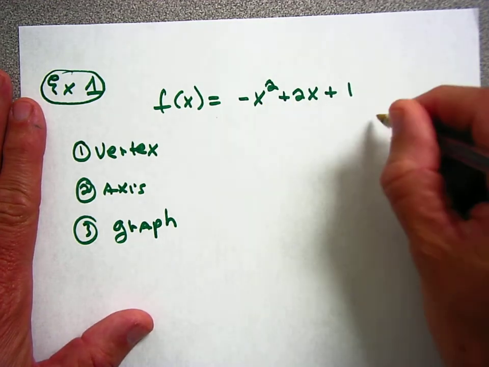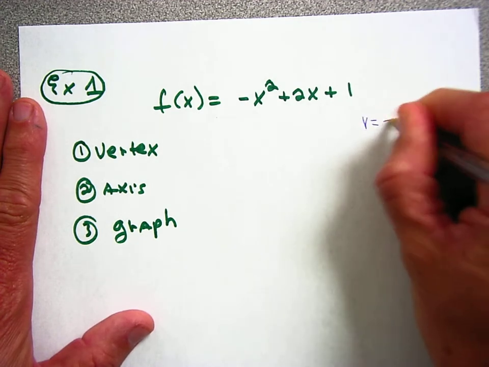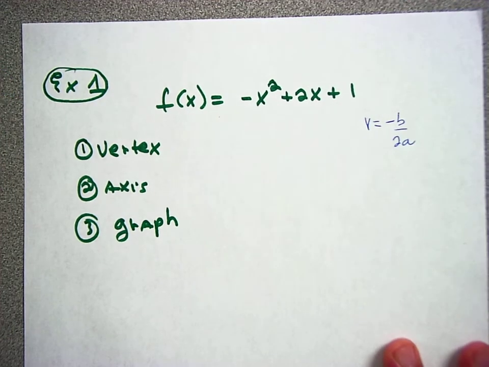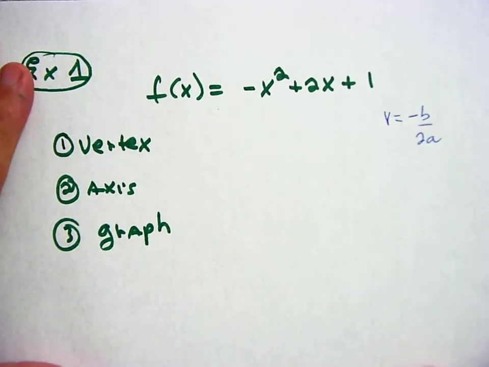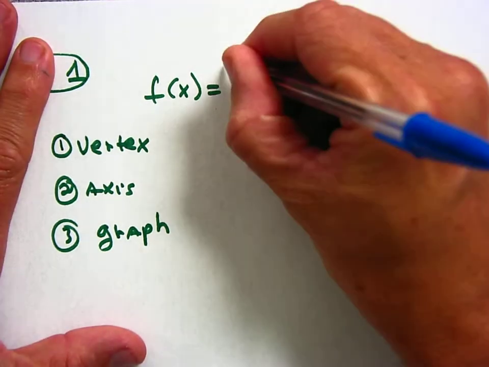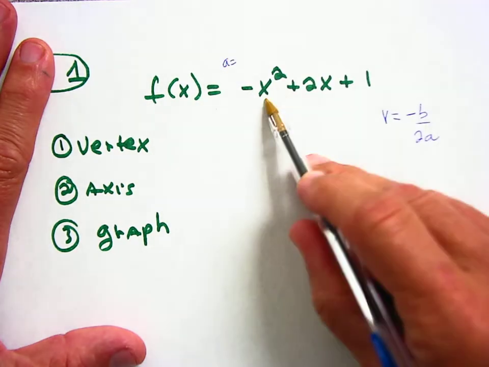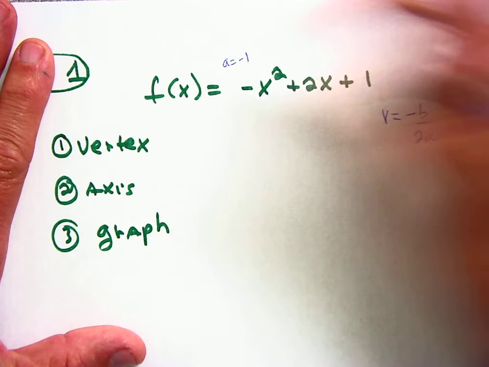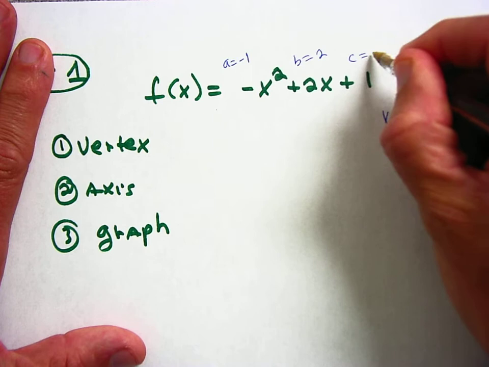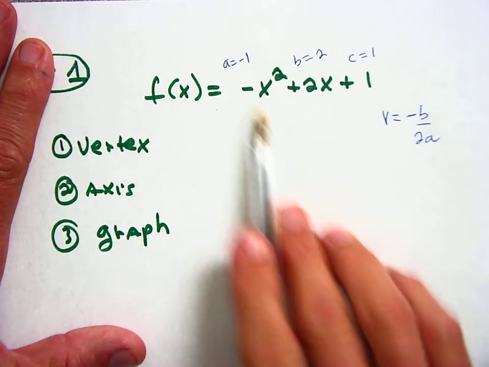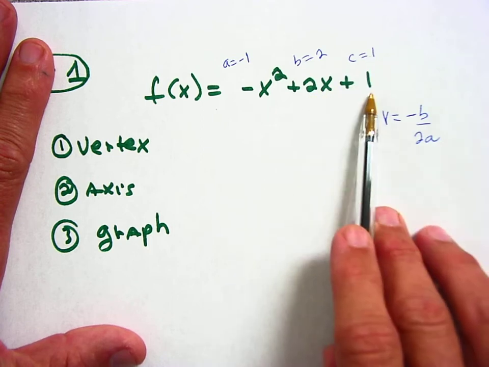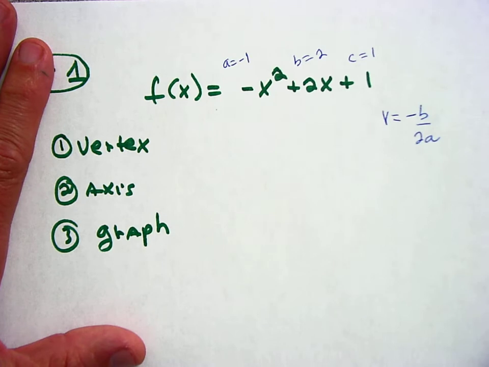When you want to find the vertex, you want to use this formula, negative b over 2a. And don't make this more complicated than it is. It's not difficult. First thing you need to do is find out who A is, who B is, who C is. A is the number in front of the x squared term, so that's negative 1. B is in front of the x term, that's a 2, and C is a 1. A is the coefficient of the x squared, B is the coefficient of x, and C is the constant. If you're missing anybody, you can put a 0 placeholder.